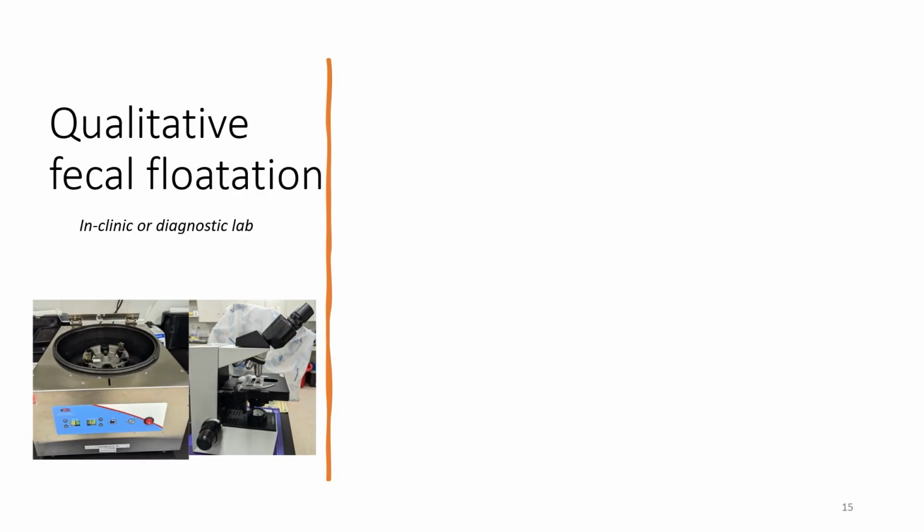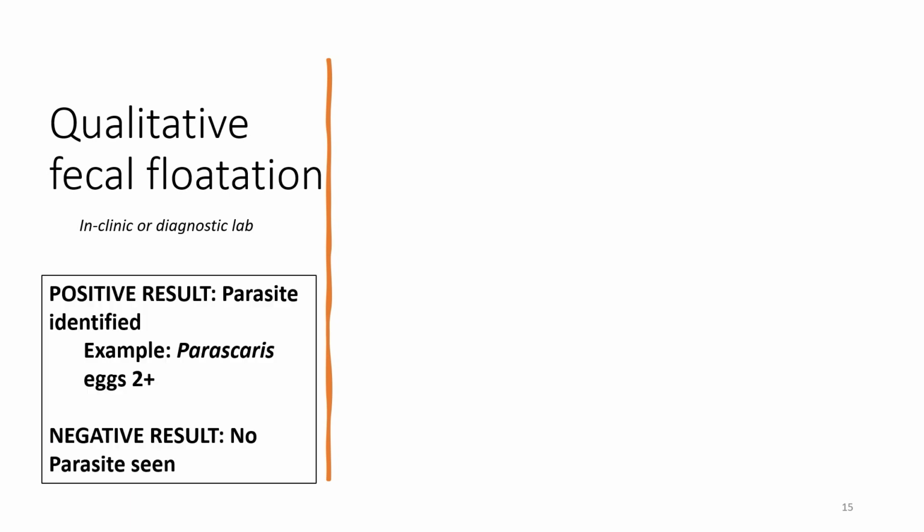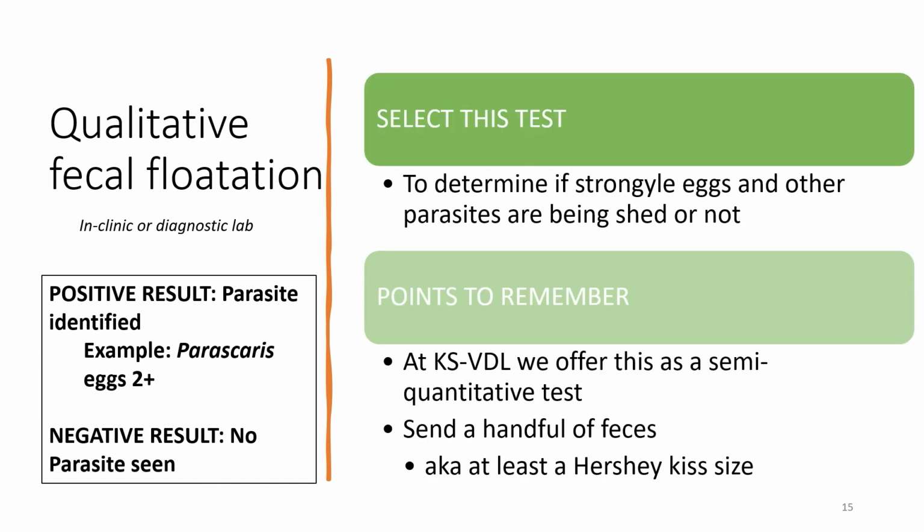Now, we offer that qualitative fecal flotation, which is again a centrifugal fecal float. Again, you can do that in your clinic if you would like, but here at the VDL we offer that. And results may look something like this. If we see maybe an ascarid type egg, we would do a semi-quantitative result with number of eggs that we see on that slide. So something like Parascaris eggs, 2+, might be what you see on your report.